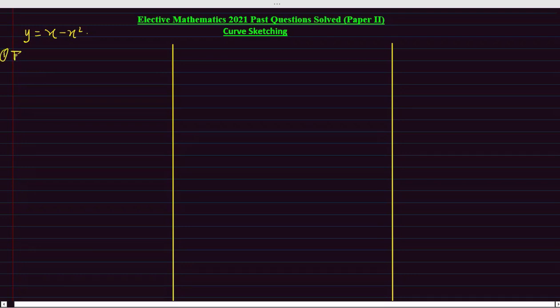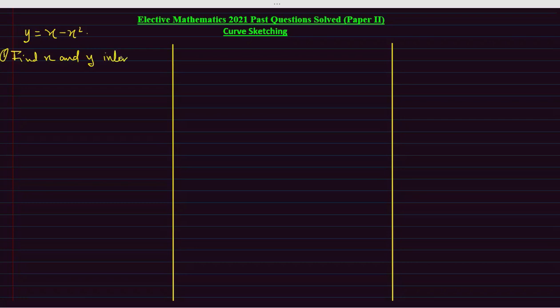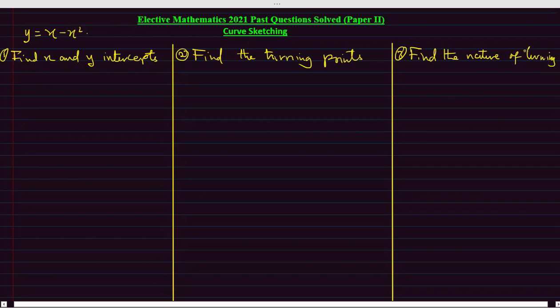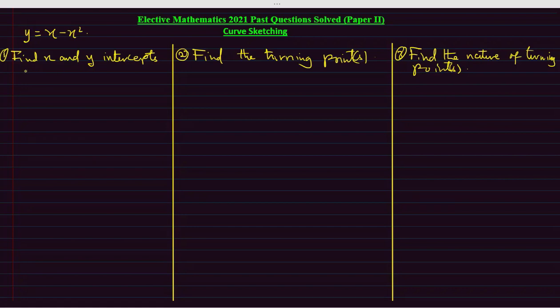1 is to find x and y-intercept. 2, we find the turning point. 3, find the nature of turning points. First of all, let's look at how to find the x and y intercept.